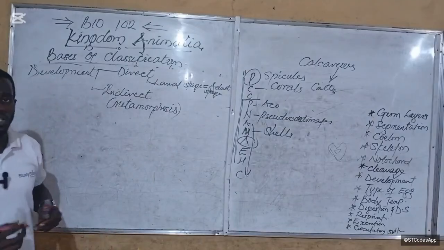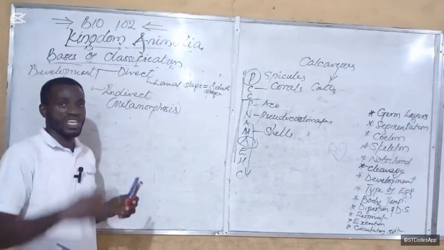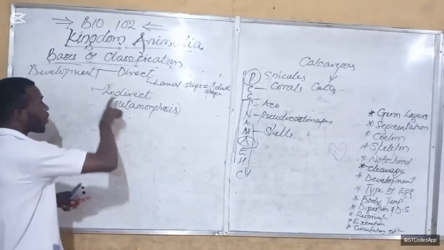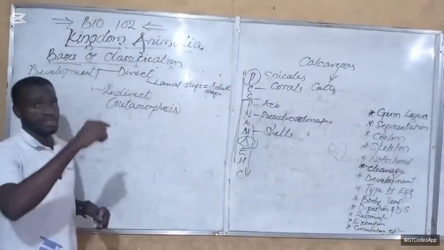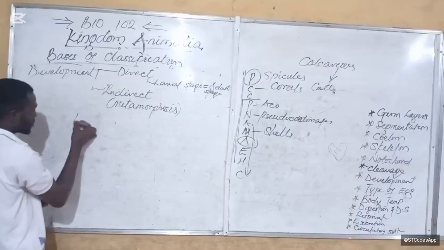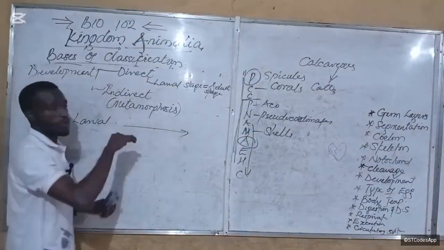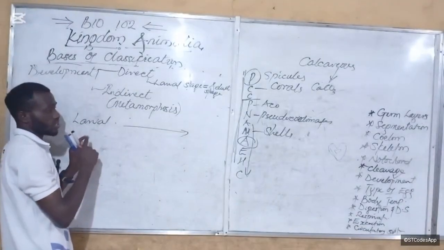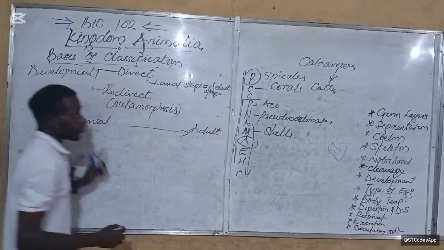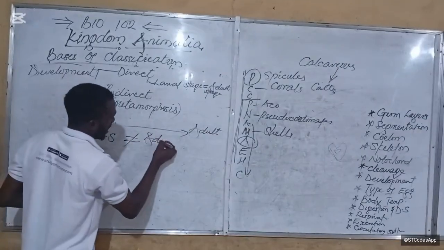Okay? And what is metamorphosis? A gradual change in form and structure, and of course physiology, of an organism over time until it gets to the adult stage. It starts from the larval stage and undergoes a series of both physical and physiological changes before it becomes the adult. So the larval stage here does not look exactly like the adult.